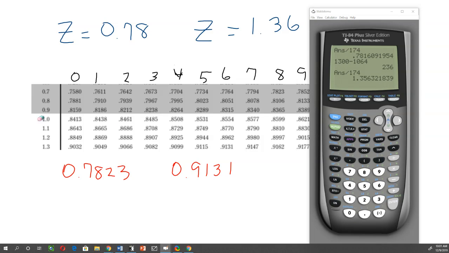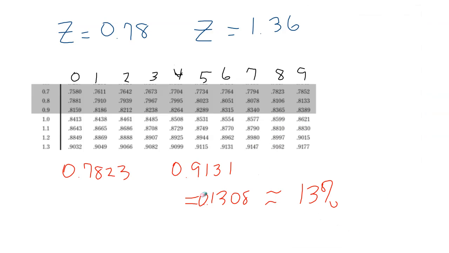So our two areas are 0.9131 minus, I forgot my decimals, let me start over there, 0.9131 minus 0.7823. That gives us an area of 0.1308, so approximately 13% of students taking this test will score between 1200 and 1300.